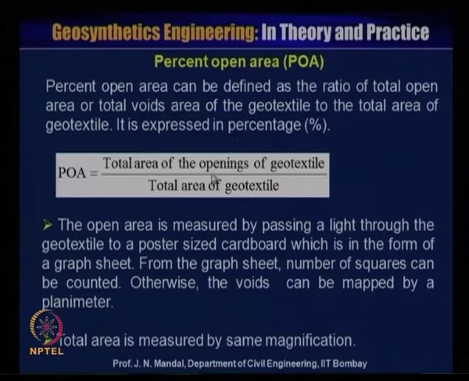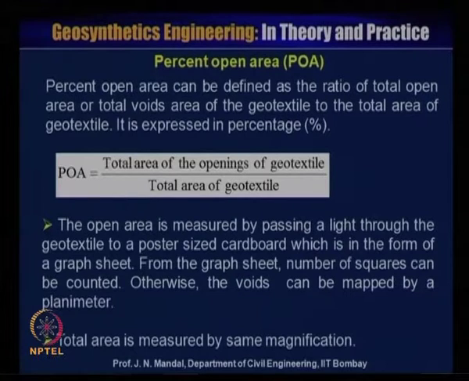Now, percent open area. Percent open area can be defined as the ratio of total open area, or total void area, of the geotextile to the total area of the geotextile. It is expressed in percentage. So, percent open area can be expressed as POA, that is the ratio of total area of opening of geotextile to total area of geotextile material.